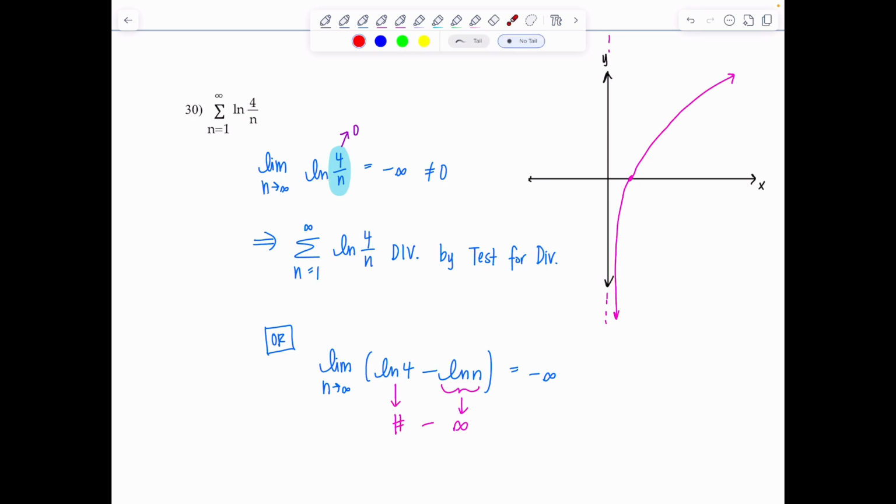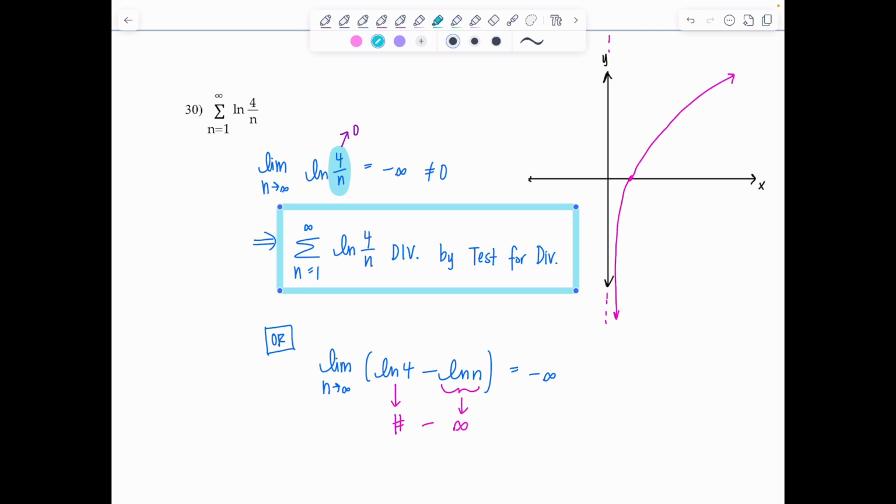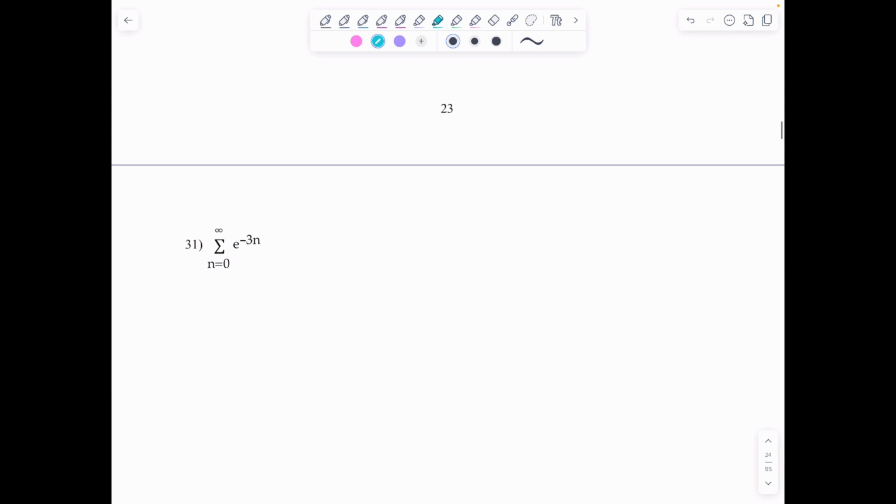But no matter how you slice or dice it, negative infinity is not 0, so our conclusion is the same. The series diverges by the test for divergence. Beautiful. One more like this, and then we'll move on to another idea. I just want to make sure you guys have this down.